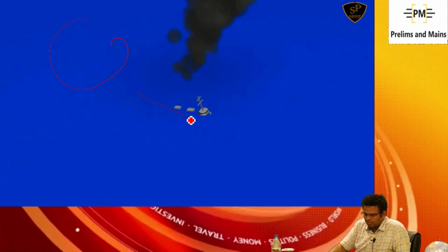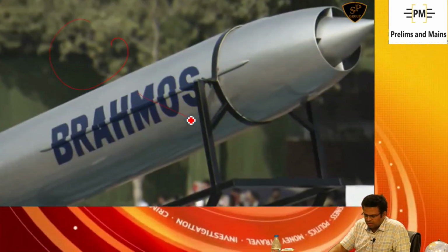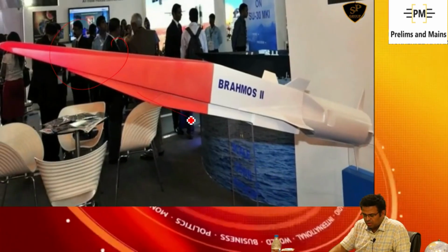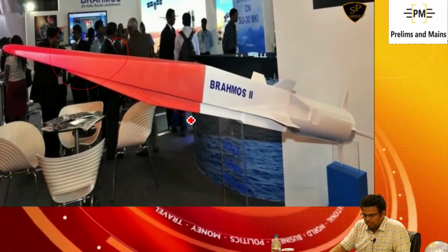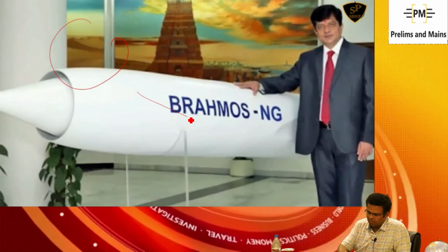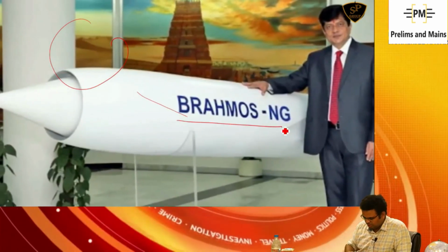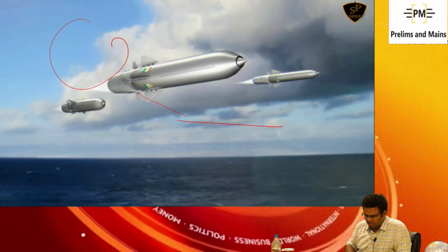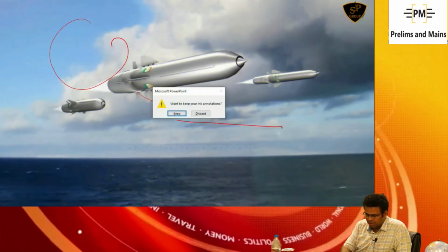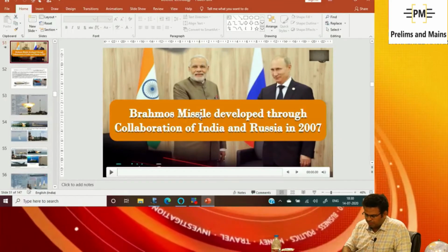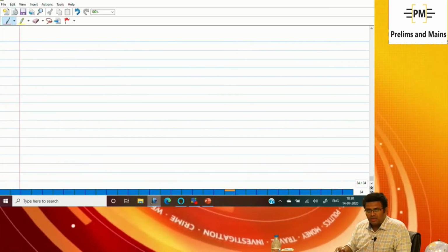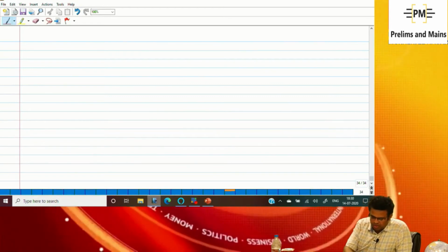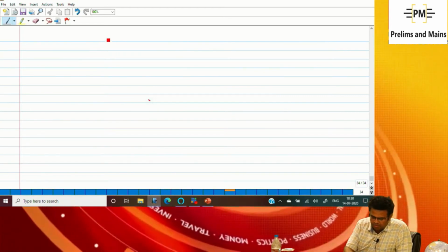So this is your BrahMos 1. Understood it? This is the way that BrahMos 1 and BrahMos 2, and we are also making one small BrahMos NG. It is a very small one that we are also making. So this is the capability of BrahMos that we can see.